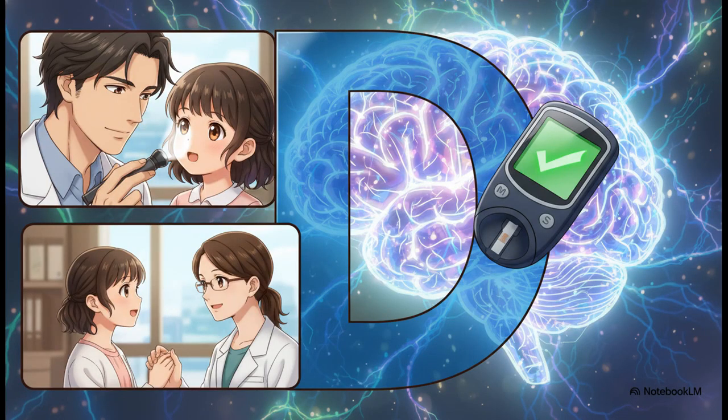Next up is D for disability. Now, this is really just a rapid neurological check. The team needs to know, how is the child's brain functioning right now? They use a simple scale called AVPU. Is the child alert, responding to voice, responding only to pain, or are they completely unresponsive?